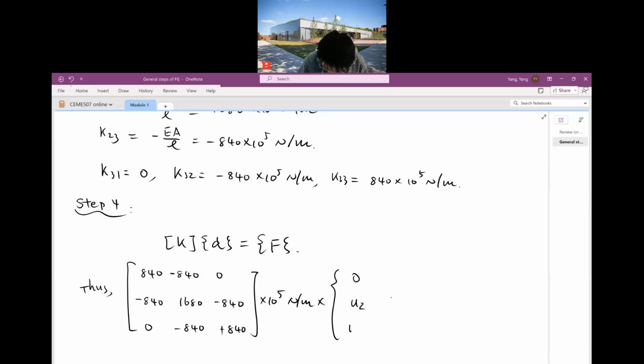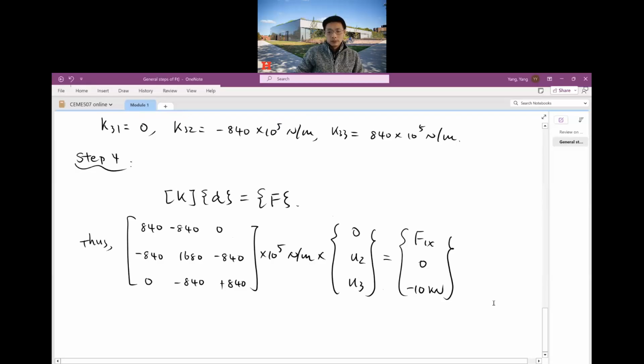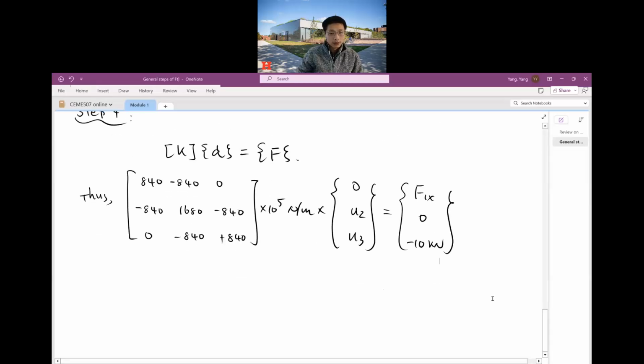So we have the displacement that we use equal to F1x, 0, and then minus 10 kilonewton. So this is the relation between displacements and the forces here. So actually, there are three linear equations here, three unknown variables. We should be able to solve for all of them.